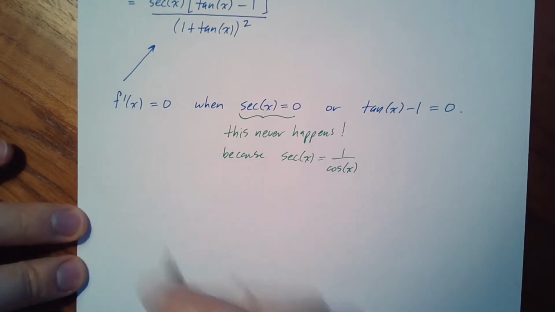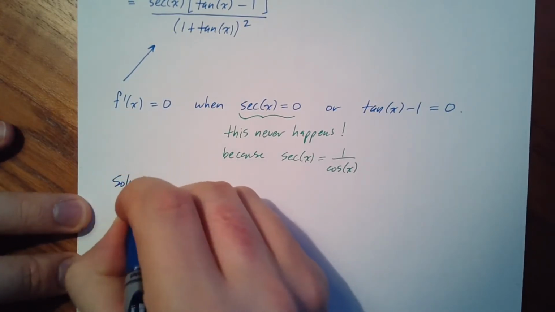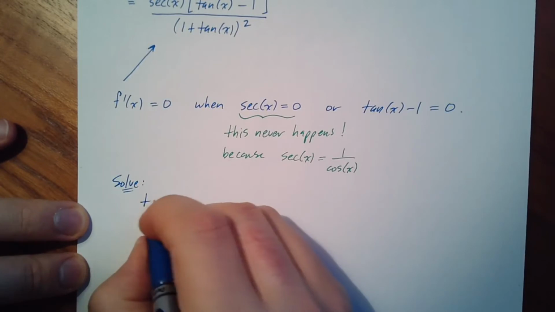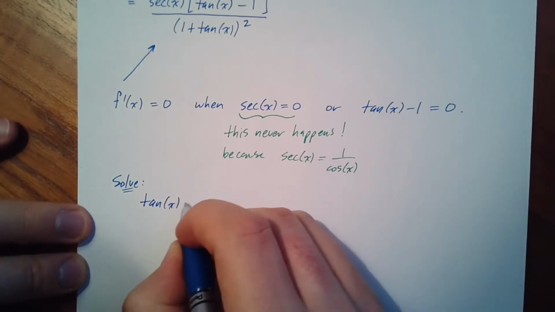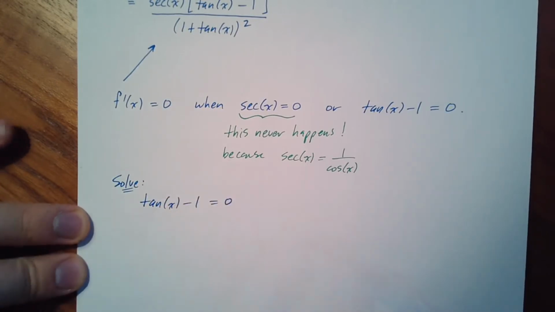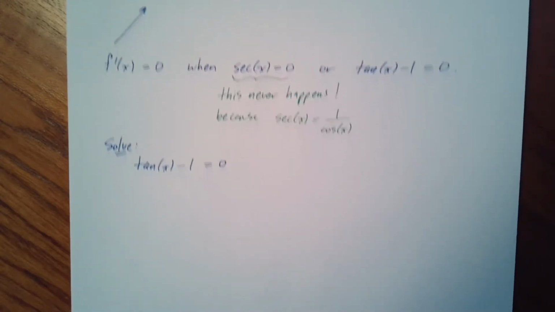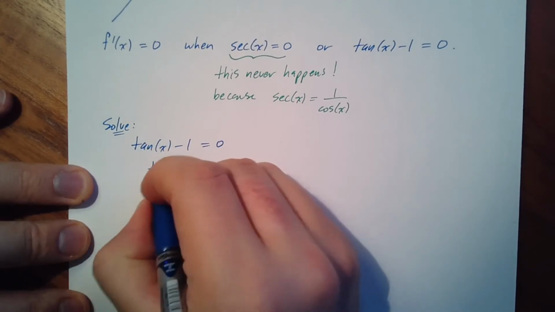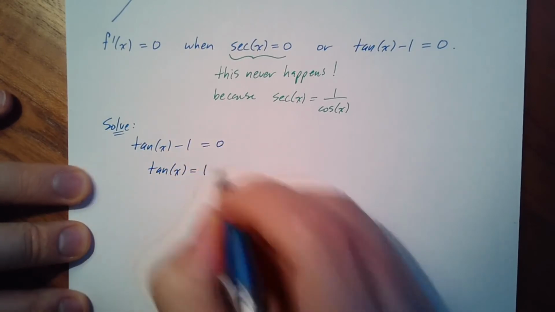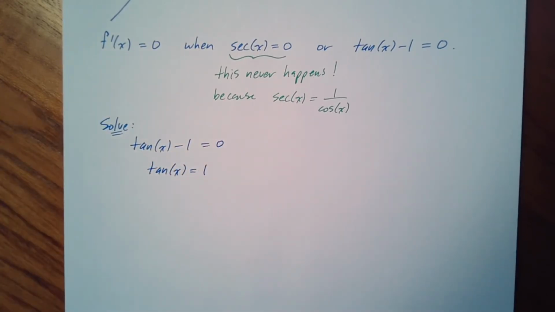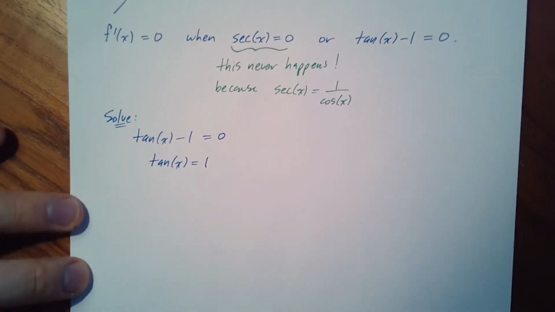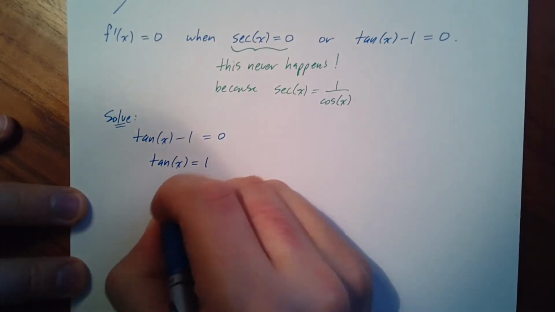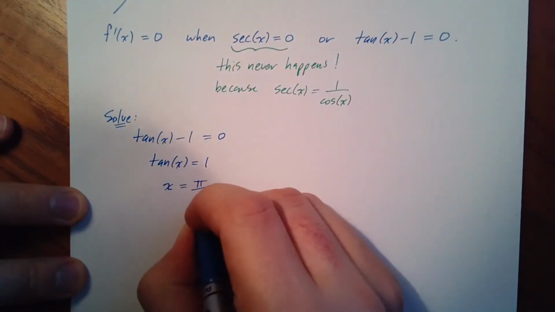So finally, we want to solve when tan of x minus 1 is equal to 0. That's how we're going to get our values that give us horizontal tangent lines. So you can solve this equation. When is tan of x equal to 1? Well, draw your trig table, and you can get one of the values that way. Or you can use special triangles, use whatever method you like, but you're going to end up getting the value x equals pi over 4.